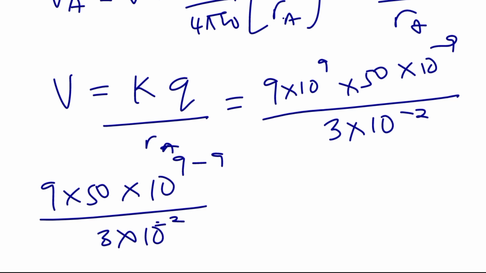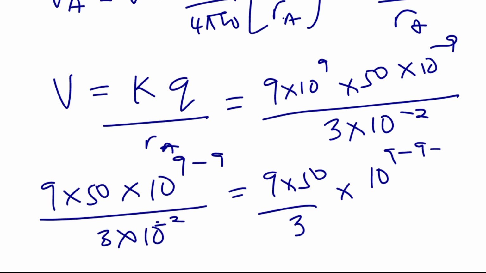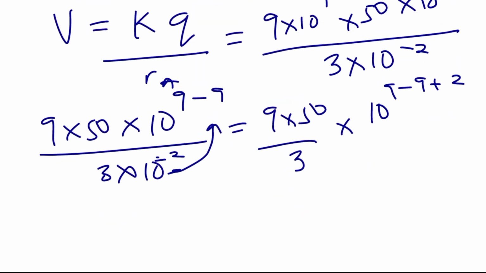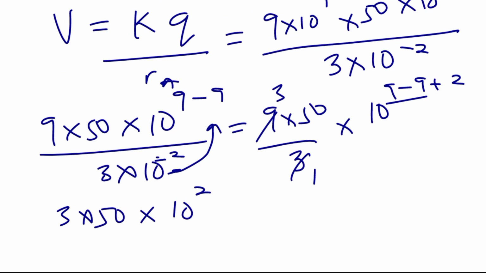So I can simplify this more as saying equals 9 times 50 over 3 times 10 to the power of 9 minus 9 plus 2, because once you take this negative minus here, upward becomes positive. So we're just trying to simplify it. Then we end up having 3 times 50 times 10 to the power of 2, because 9 minus 9 is 0, then plus 2 is this. So we have 150 times 100.